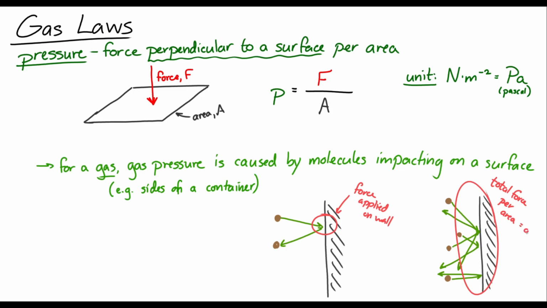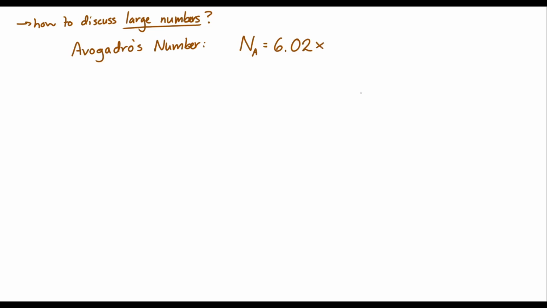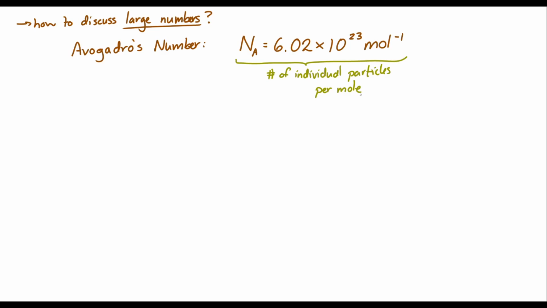So obviously, we're going to be talking about many, many molecules when we talk about gases. So we're going to need a way to discuss large numbers of gas molecules. We need a way to easily discuss large numbers. And because of that, we're going to define Avogadro's number. Avogadro's number is 6.02 times 10 to the 23 per mole. So Avogadro's number is the number of individual particles per mole. And remember, a mole is this thing that we use that is a number of other things. It's a convenient way to talk about large numbers. And Avogadro's number tells us how many things there are per mole.